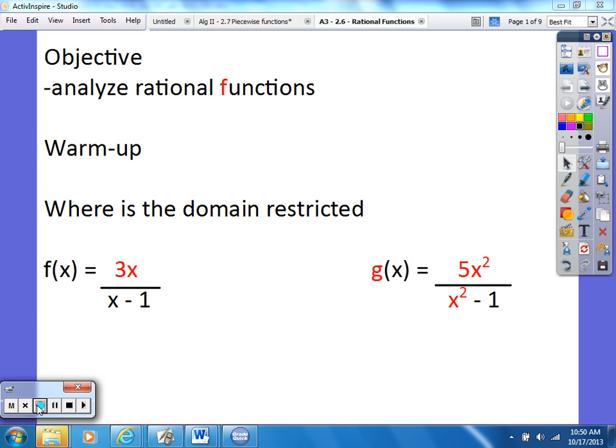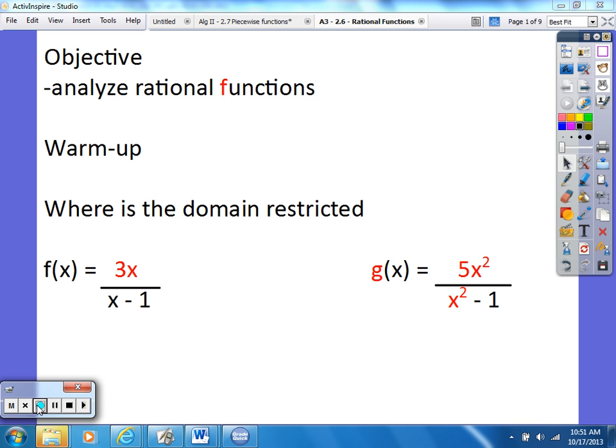Easy to do, but now we're actually going to start into rational functions. A rational function means that we have a fraction where x is going to be on a denominator somewhere. Notice here, I've got a rational function. We briefly touched on rational functions at the beginning of the year, when we talked about where the domain is restricted. So raise your hand if you can tell me where f of x is restricted.